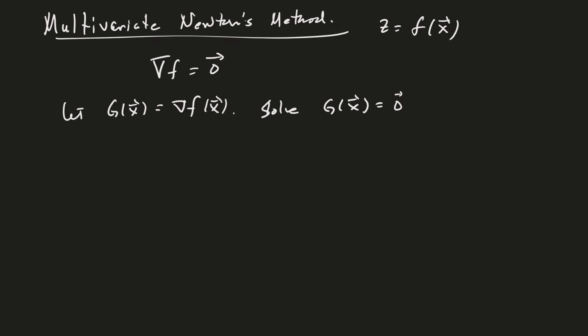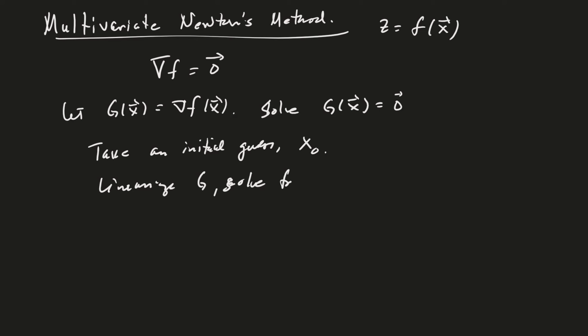Right? And the idea is that you make a guess, take an initial guess. Let's say x0. You linearize g, and then solve for where the linearization, solve for where the tangent plane crosses the axes.